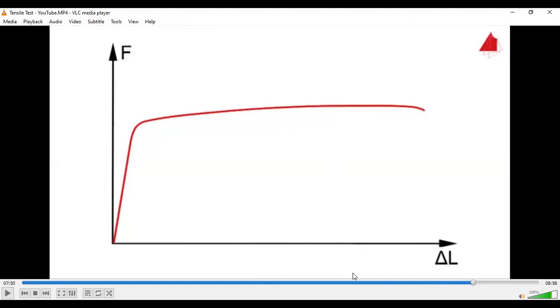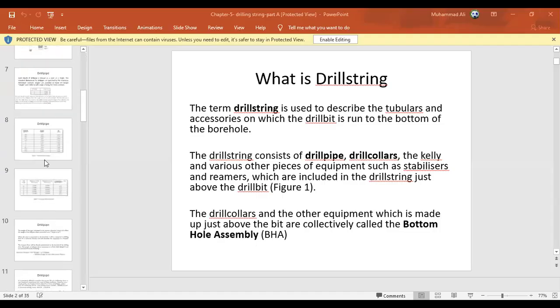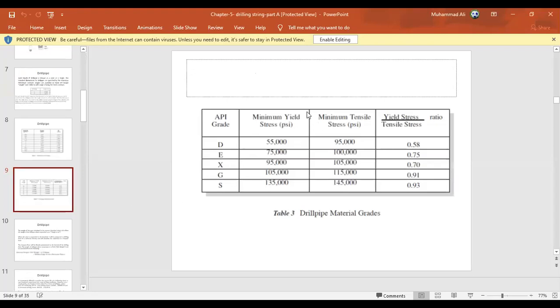Now I will stop it here and go back to the slide. Okay. We said that we have minimum yield stress. So this is the minimum yield stress we are talking about, a minimum tensile stress. These values correspond to the breakage of the pipe under high pressure. And we have to find out this tensile stress, and what the tensile stress is based on the pressure there in the pipes.